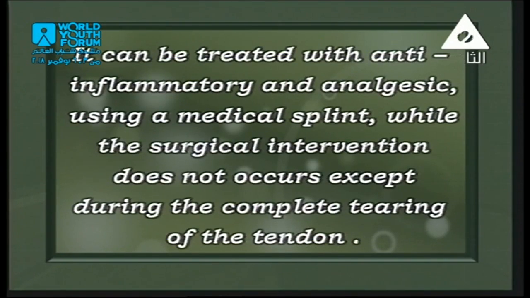Again, it can be treated with anti-inflammatory and analgesic medication, using a medical splint. We do not use surgical intervention except in just one case. In which case, what happened to the Achilles tendon? Complete tearing of the tendon. If it is absolutely cut or torn, we are going to use surgical intervention. This is the end of this part, and right now we're going to start to learn about movement in the living organism.